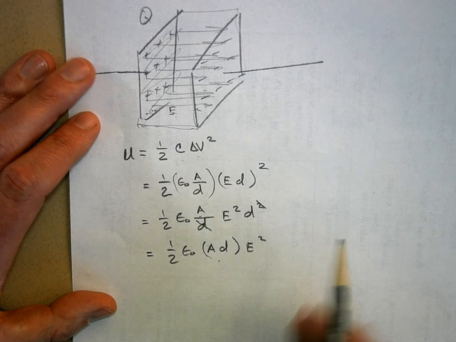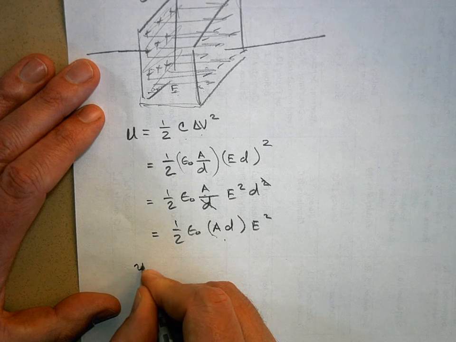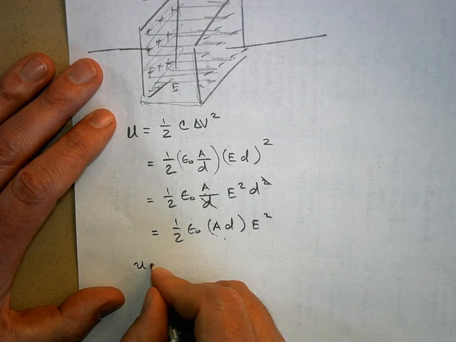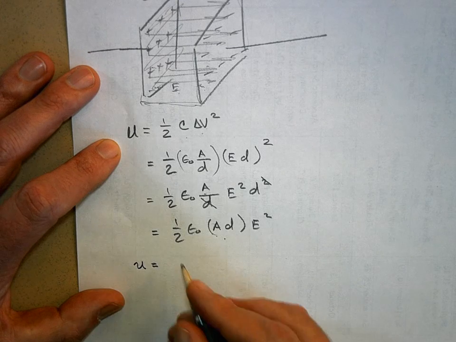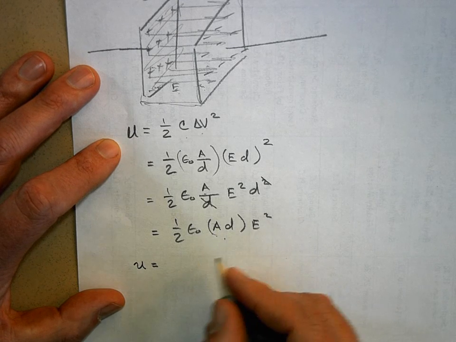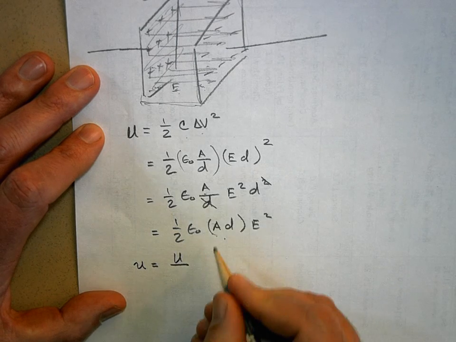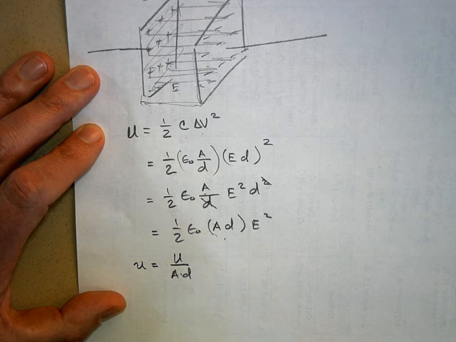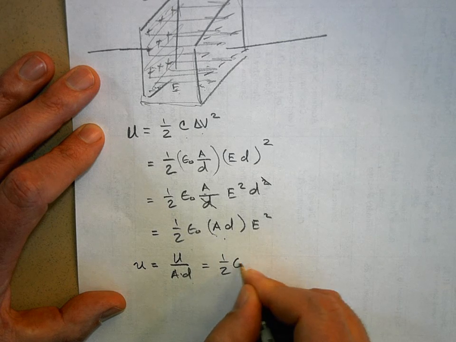So what I'm going to do is define this little thing called lowercase u, I think it's upsilon or something like that. It is equal to the potential energy stored in the capacitor divided by A times D, the volume: energy per unit volume, and that's equal to 1/2 epsilon naught times E squared.